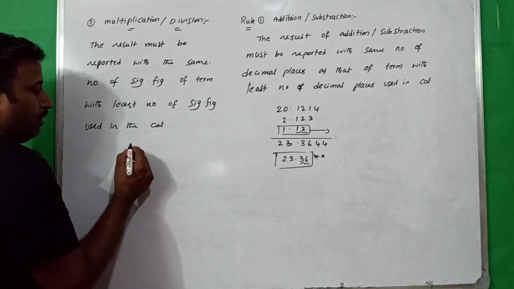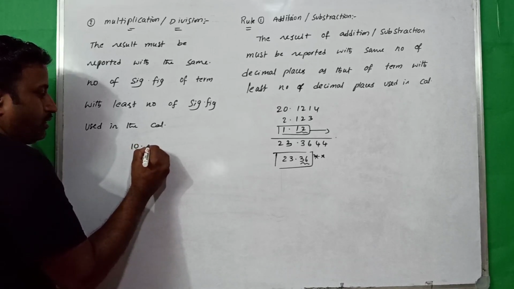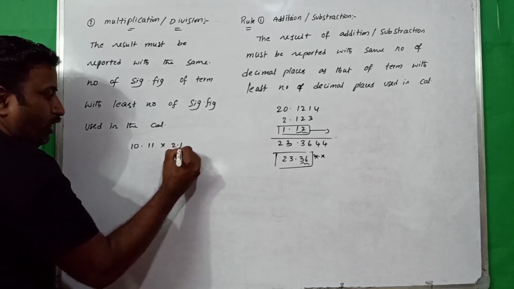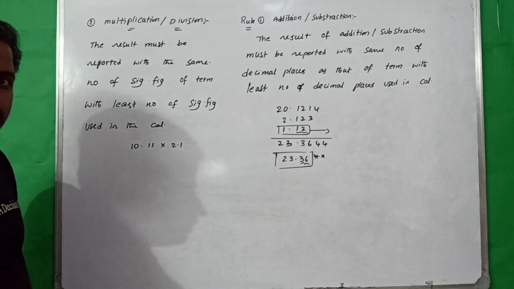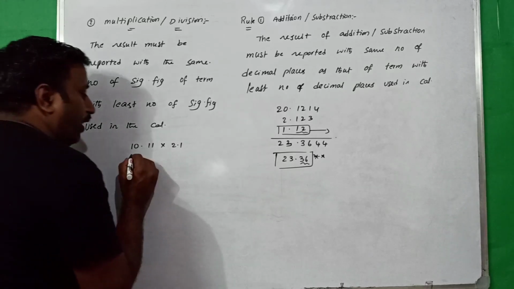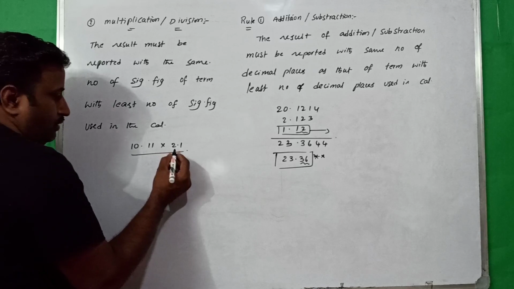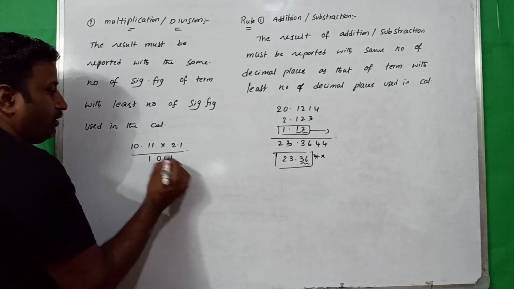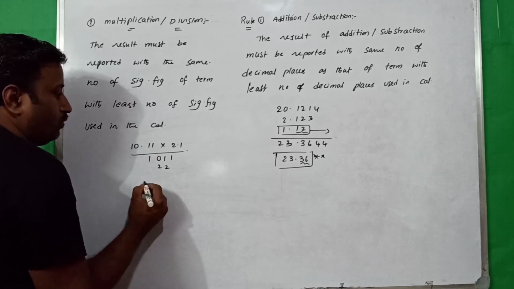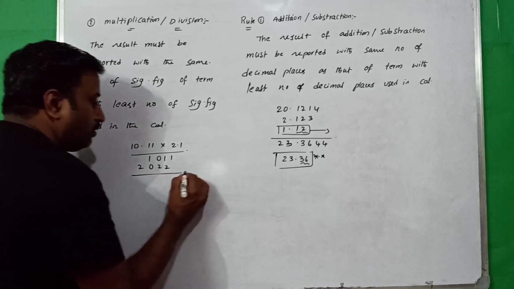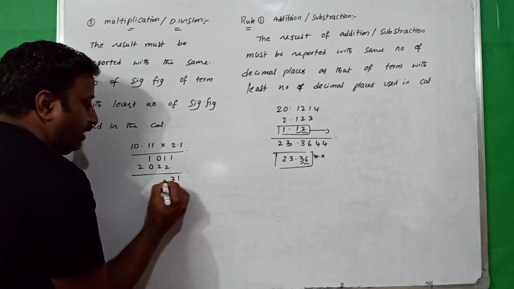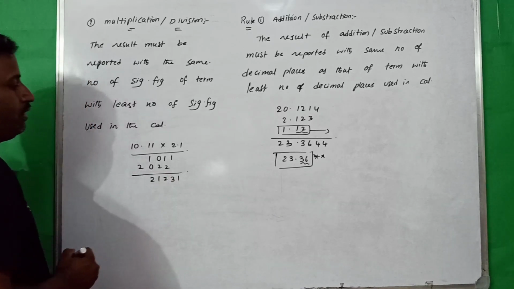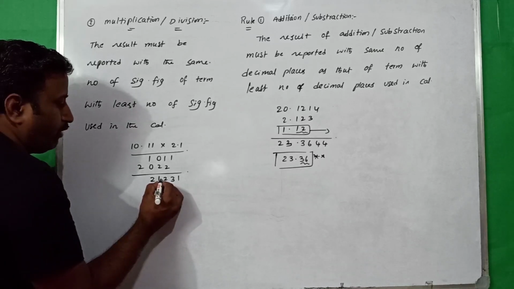Example, if you take 10.11, you're multiplying with 2.1. So here, first 1, 1, 0, 1. Now 2, 2, 0, 2, then it is 1, 3, 2, 1, 2. Then answer is 21.231.